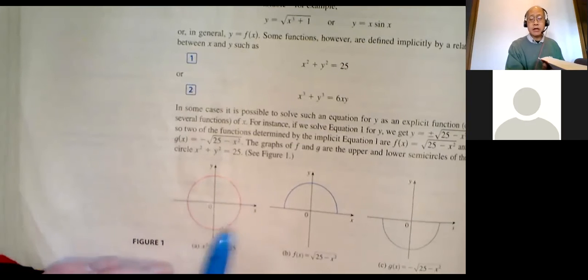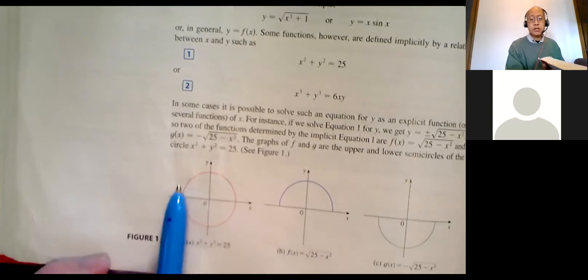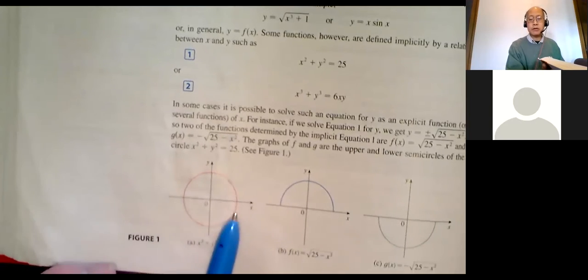tangent lines. You're on this Ferris wheel. You ever ride a Ferris wheel? It goes up and down. What's the slope here? What's the slope here? What's the slope here? And so on. So please look at this algorithm.